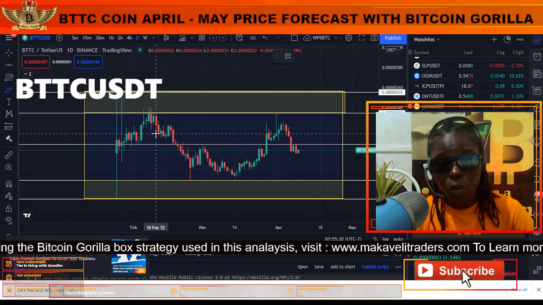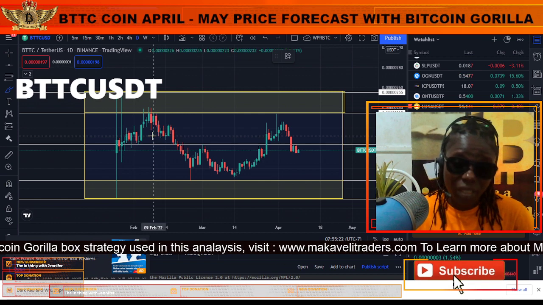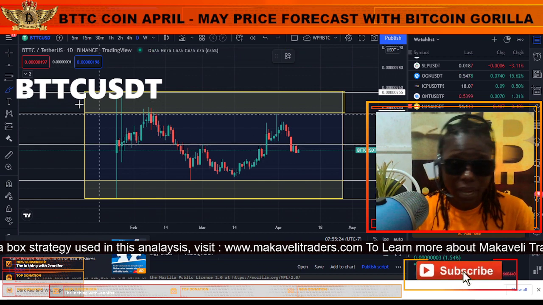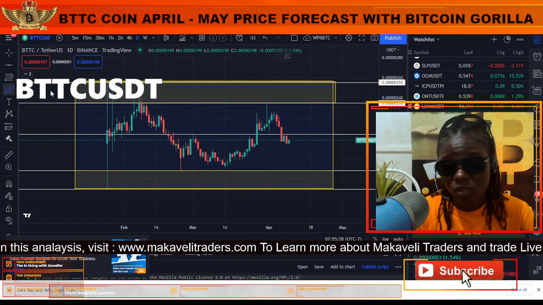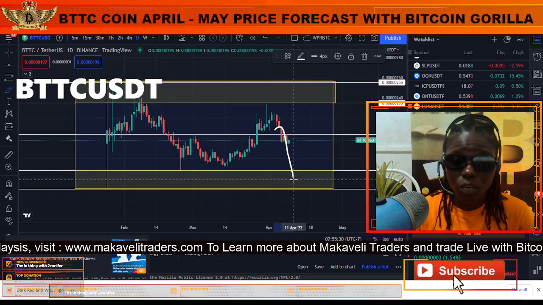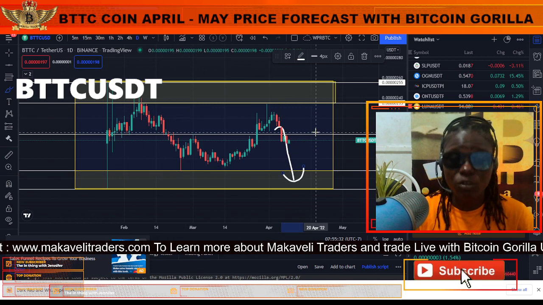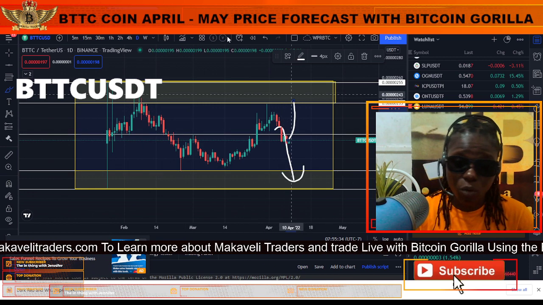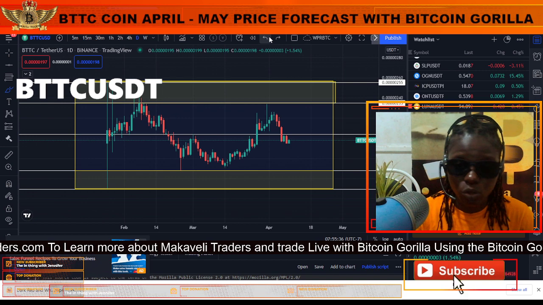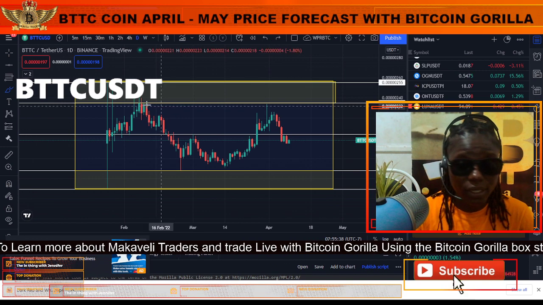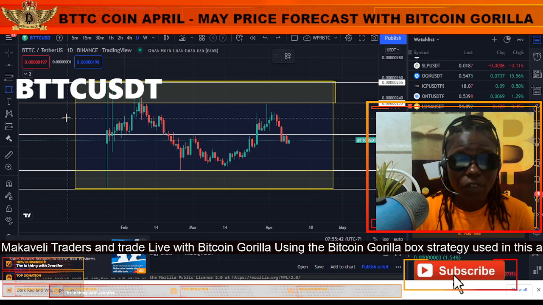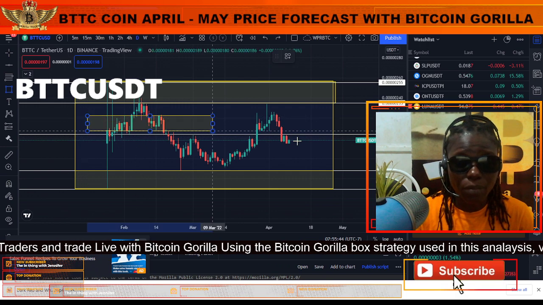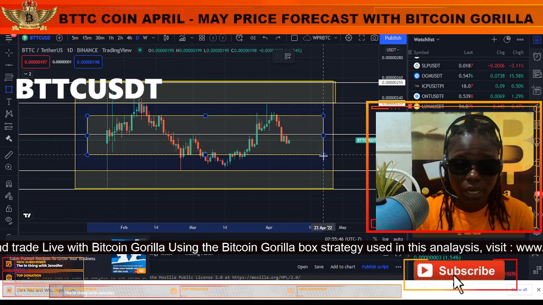Now at some point, either the buyers overcome the sellers or the sellers overcome the buyers. One is likely to happen. If the sellers overcome the buyers, of course we're going to get more push down. If the buyers overcome the sellers, we're going to get more push up. This is what we're going to look into, and this is the box on the daily chart. I'm going to try to see if I can get an inner box to help us make better sense of this sideways market.